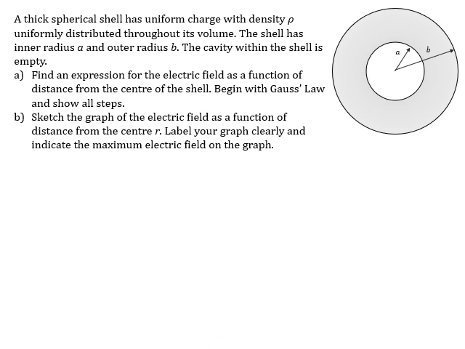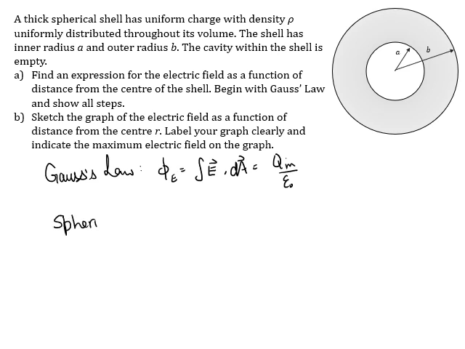So let's start by writing down Gauss's law. It says that the net electric flux through any closed surface is the integral of the electric field dotted with the area, and it's also equal to the net charge enclosed by that Gaussian surface divided by epsilon naught. Let's start by dealing with this term. We have spherical symmetry in our charge here, so let's make a Gaussian surface that applies to that spherical symmetry.